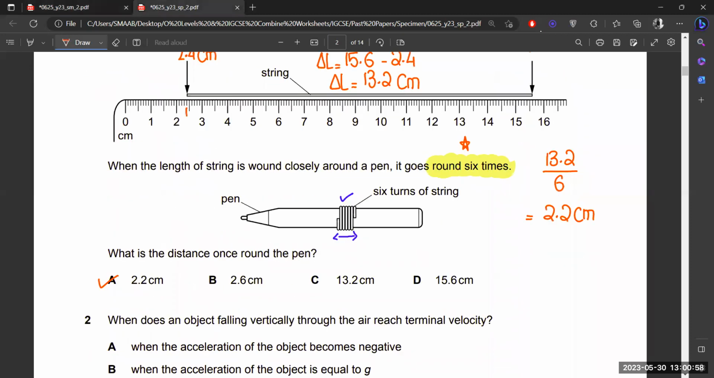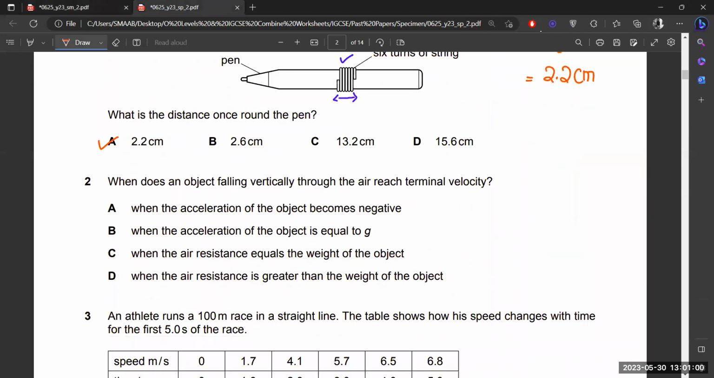Okay, moving towards question number two. Question number two is, when does an object falling vertically through the air reach terminal velocity? So basically they are talking about when an object is falling freely vertically downward. At what point are we going to reach our terminal velocity? So the question is basically related to terminal velocity. So let's check out the options.